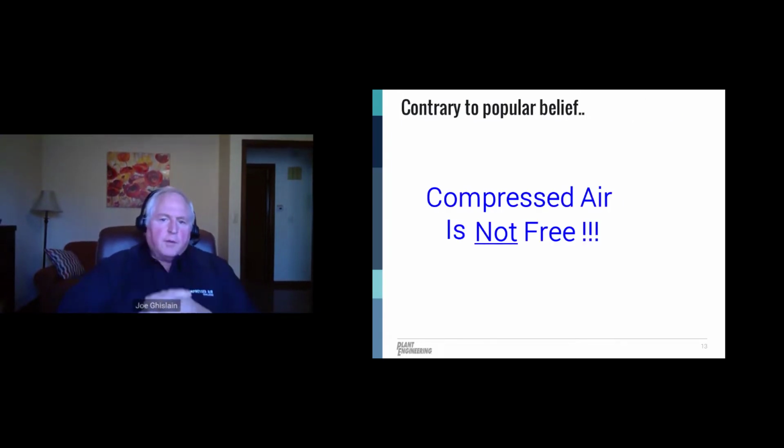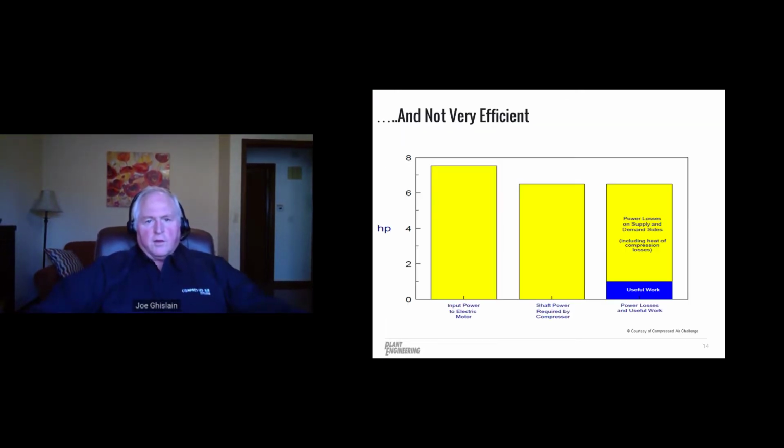And contrary to popular belief, compressed air isn't free. If you talk to production folks and people that use it, they don't think about the cost and everything that goes behind it, but it's a huge cost. And it's not very efficient. As you can see from this slide, it shows the amount of horsepower you have to put in on the left. If you have a 1 horsepower compressed air motor on the end, you have to put between 7 and 8 horsepower as input to get that 1 horsepower motor to work.